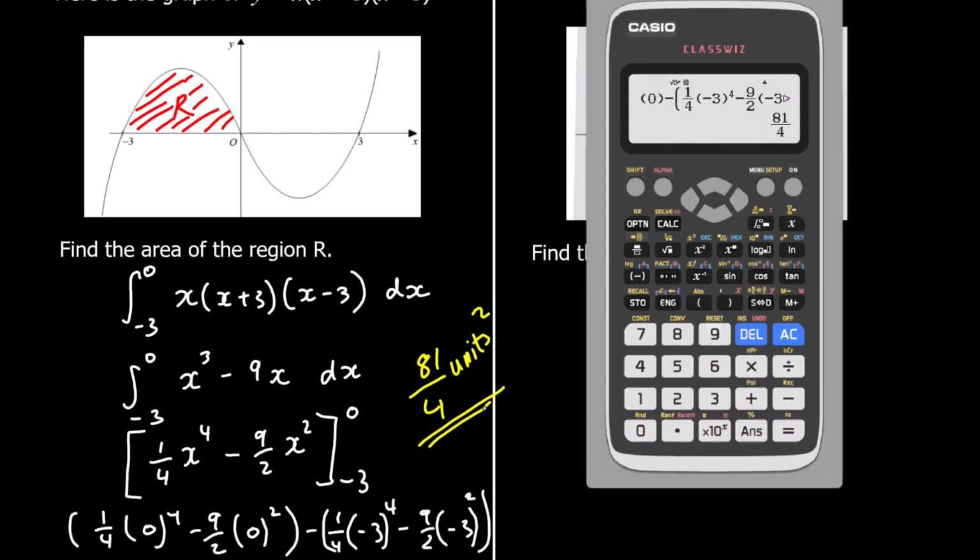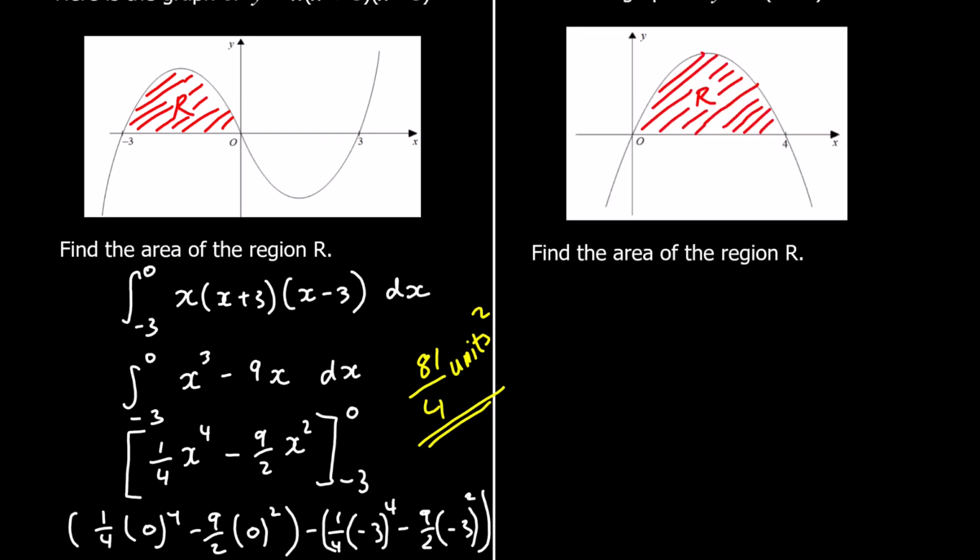We could, of course, have used the calculator to do the whole thing. So the integral of x times (x plus 3) times (x minus 3) between 0 and -3 is 81 over 4.